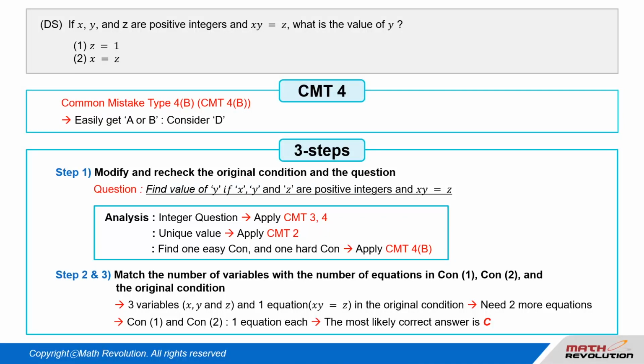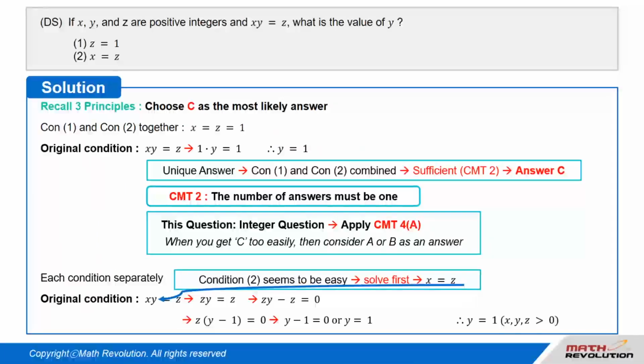Follow the second and third steps. From the original condition, we have 3 variables, x, y, and z, and one equation, x times y equals z. To match the number of variables with the number of equations, we need 2 more equations. Since conditions 1 and 2 will provide one equation each, C would most likely be the answer. Recall 3 principles. Choose C as the most likely answer.